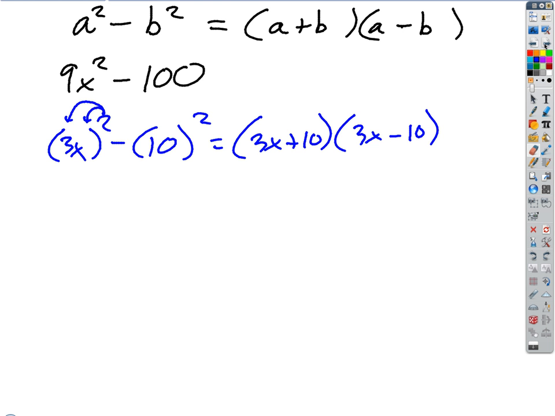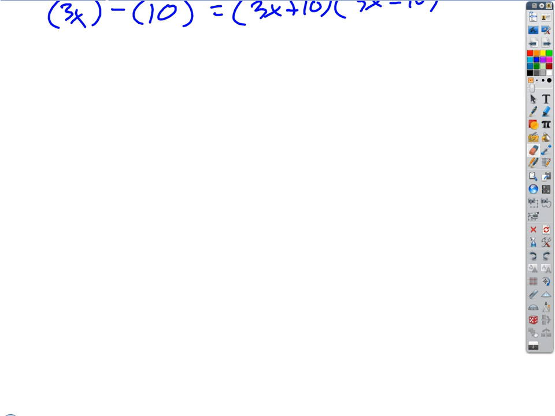Another one. How about x cubed plus 8? Are there any of our patterns that could fit? Now, what are our patterns again? The 3 of them that work. Difference of squares we just did. What are the other 2? Difference of cubes or sum of cubes.